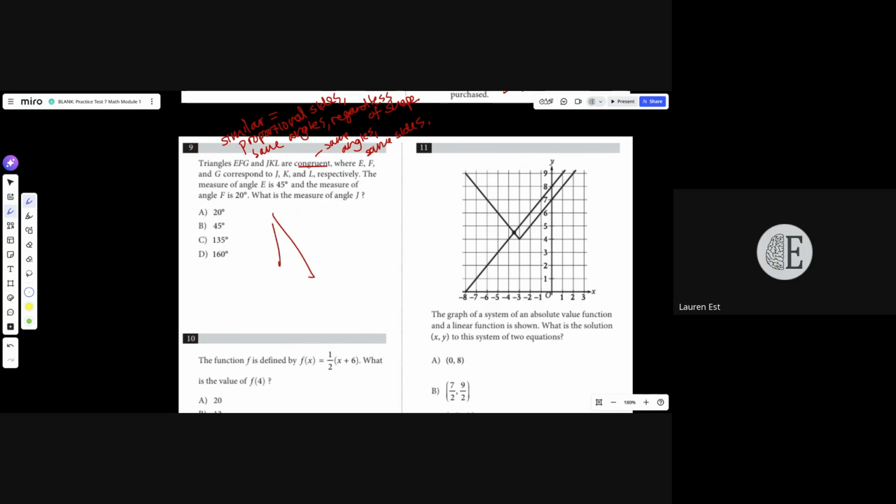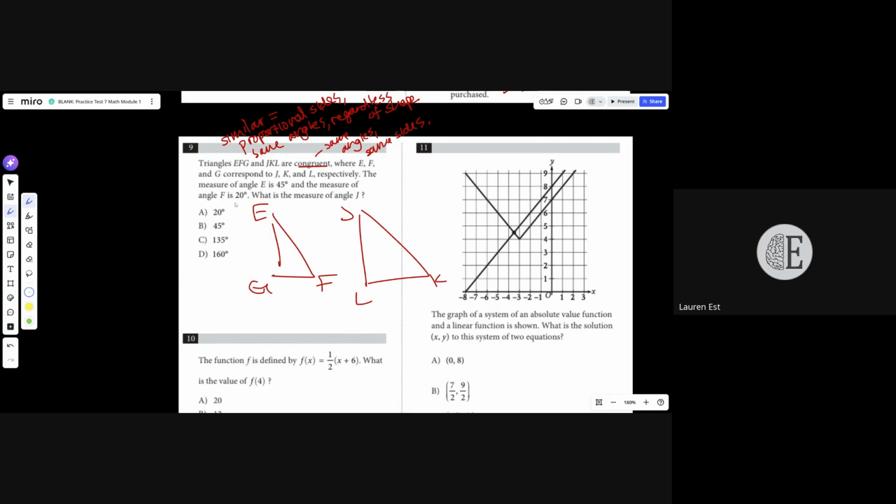So triangles EFG and JKL are congruent, where E, F, and G correspond to J, K, and L respectively. The measure of angle E is 45 and F. So I'm going to draw it like this: EFG and JKL. They do not specify if they are right triangles, and oftentimes I tend to assume they're right triangles. I always put the middlemost letter as my right angle in my little drawing. Oftentimes I'll make it a vertex, whatever.